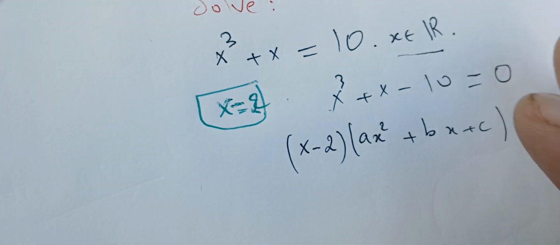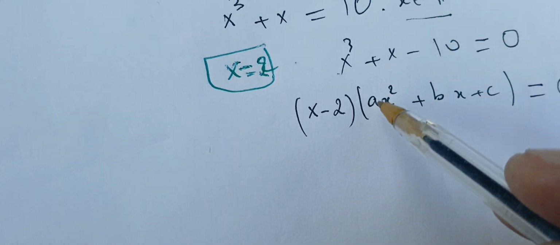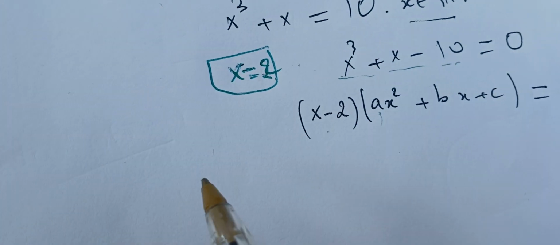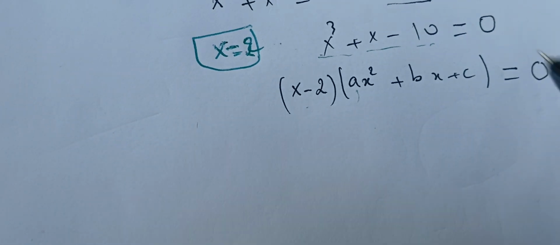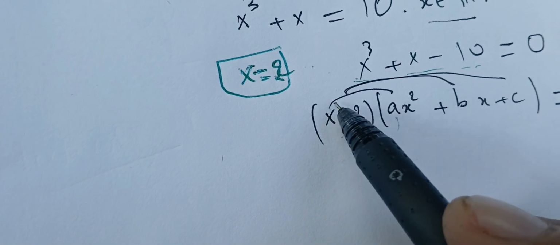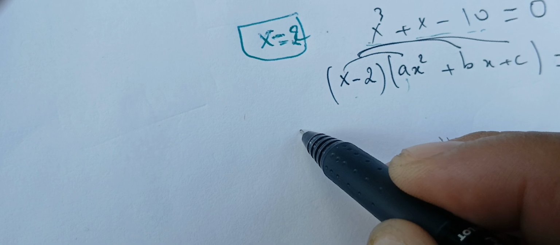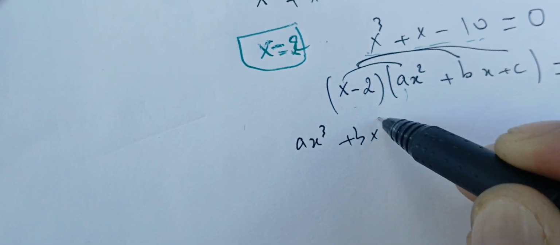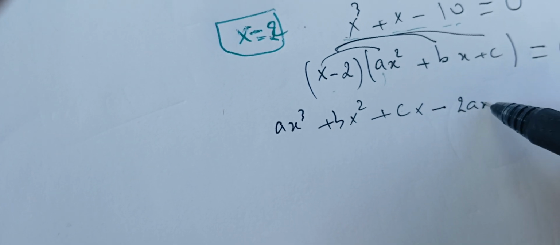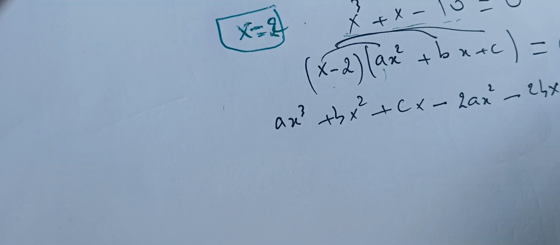Now we're gonna use identification. What do we mean by that? We multiply everything and we identify the coefficients of x cubed with this one here. So we're gonna do it in practice. We multiply to write this one as a cubic. If we multiply by x, we get ax cubed plus bx squared plus cx. Now if we multiply by minus 2, we get minus 2ax squared minus 2bx minus 2c is 0.